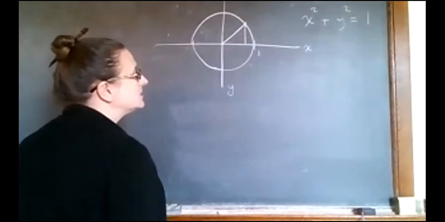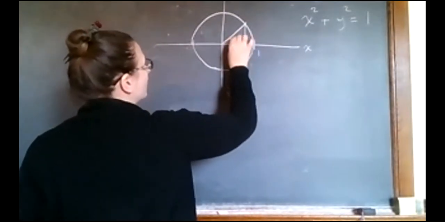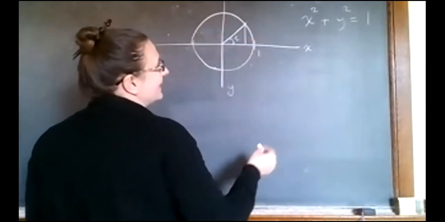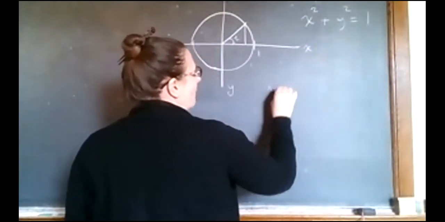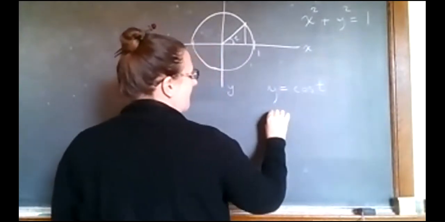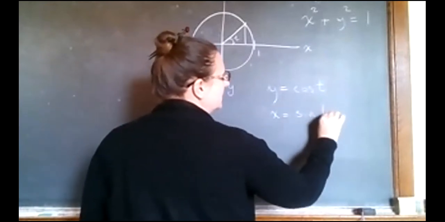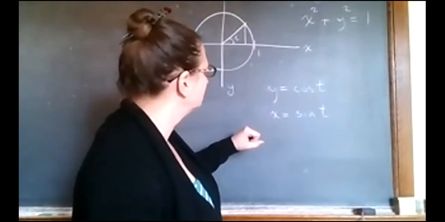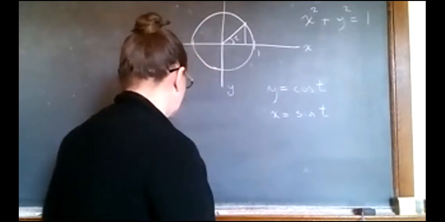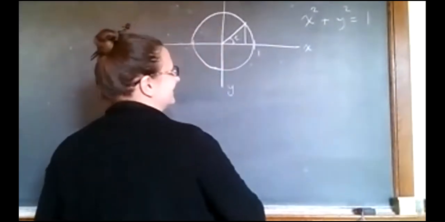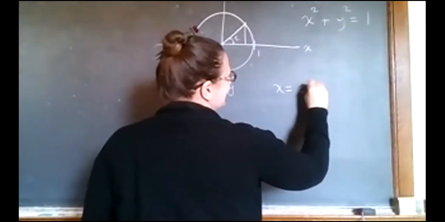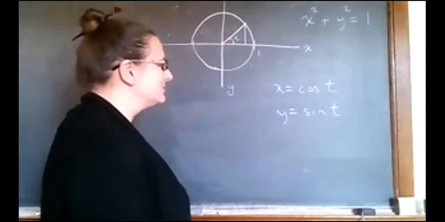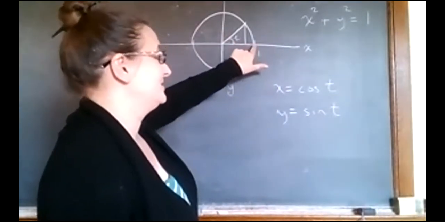If I think about this, I can call this theta, or I can call this t, and I can think about going around the circle. And the standard one is to let x equal cosine of t and y equal sine of t, right? Because then when I put in t equals 0, x equals 1, y equals 0, that starts us here.